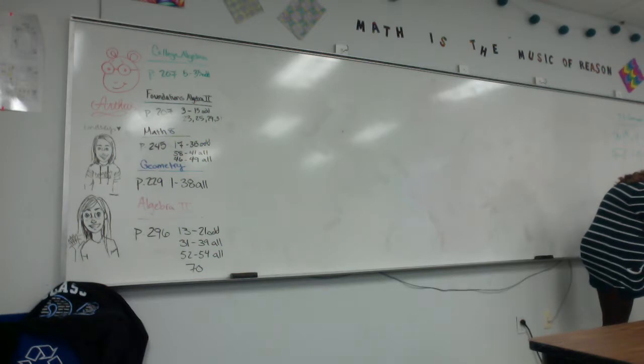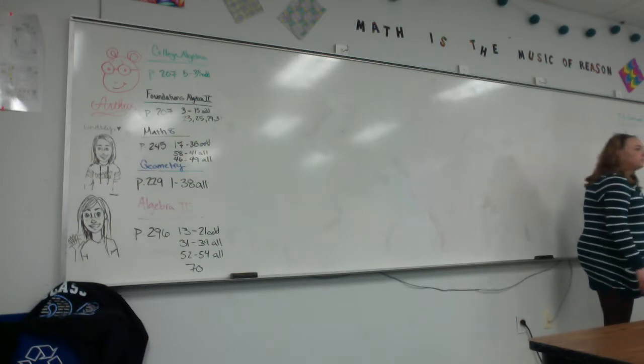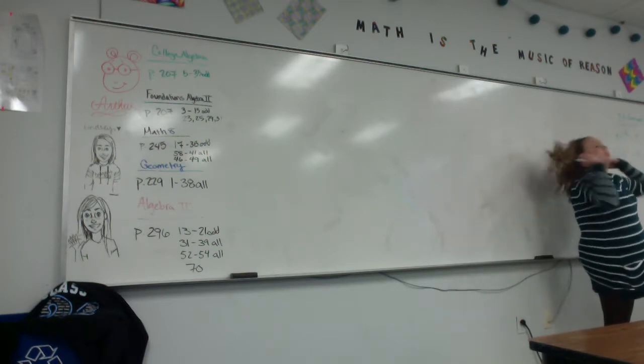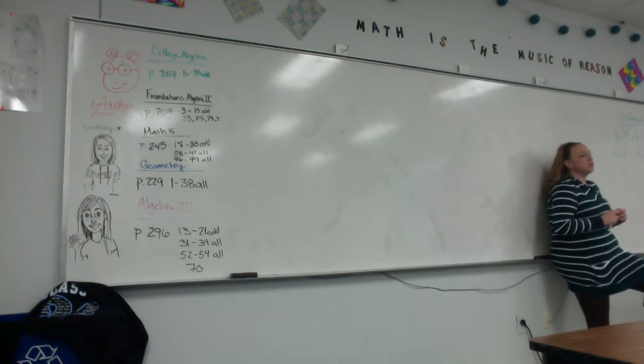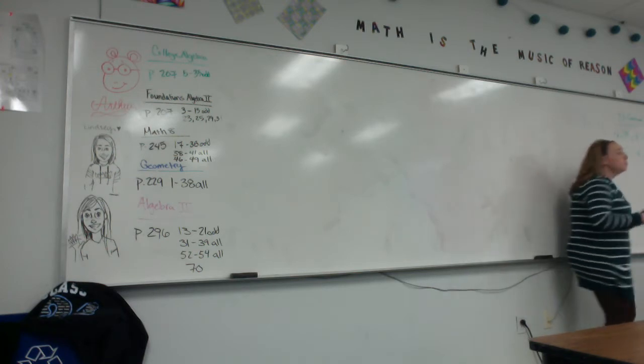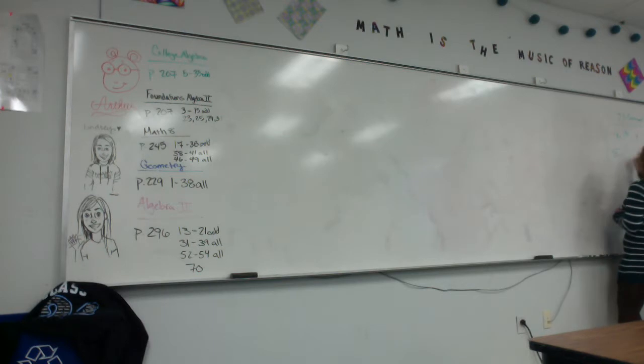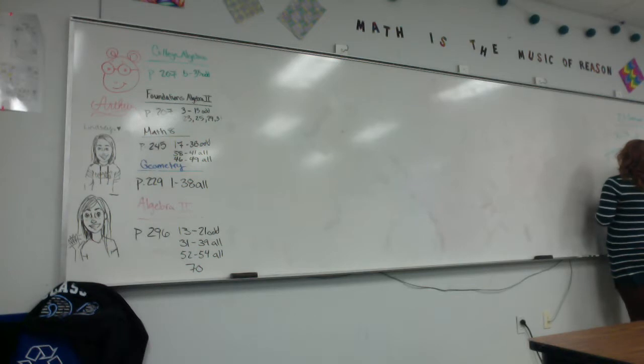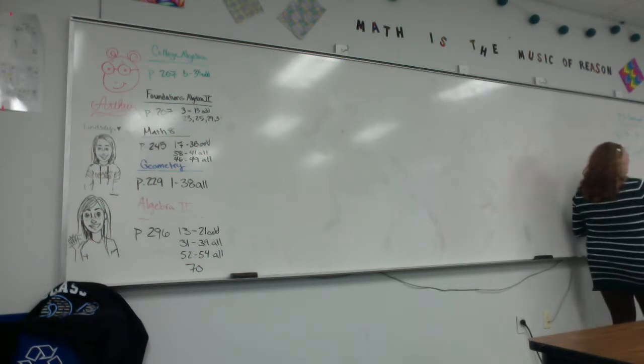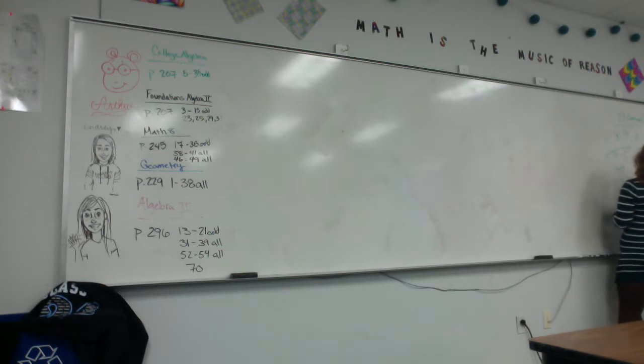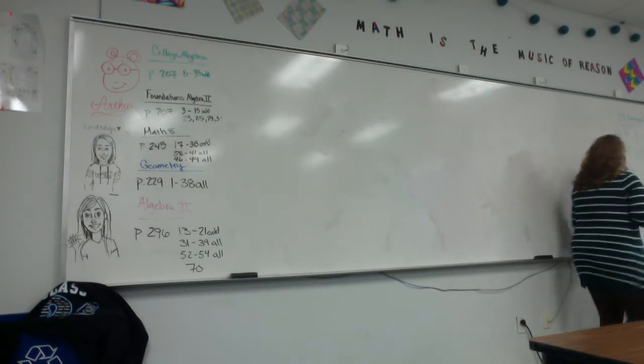How do you get rid of a cube root? What do you do? Cube each side. So when I cube, this cancels, giving me (x+1) squared equals 4 cubed. 4 times 4 is 16. 16 times 4 is 64. 4 cubed is 64.